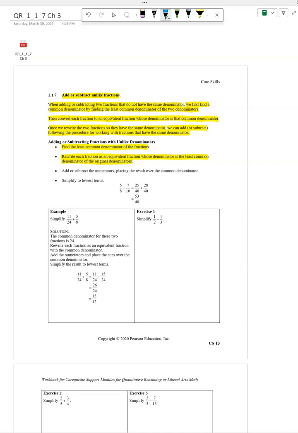So, we have the original problem that they gave us, right? And we use our tools that we learned last time to find our least common denominator.